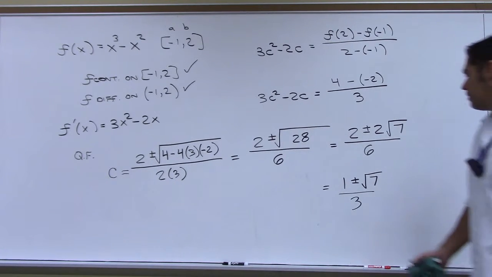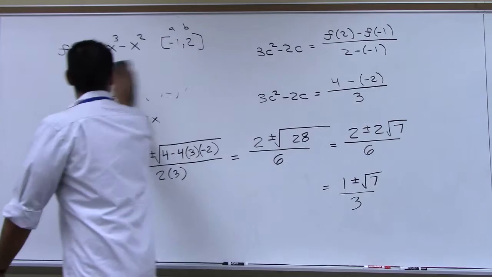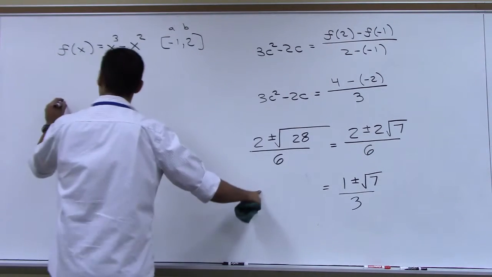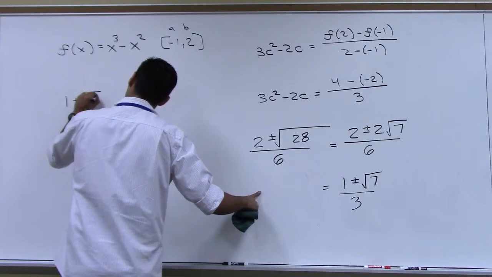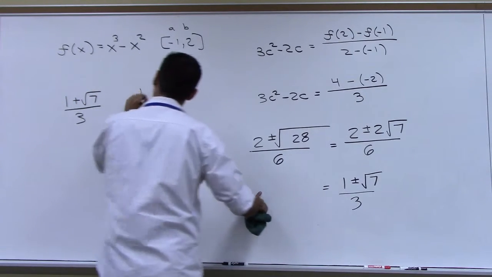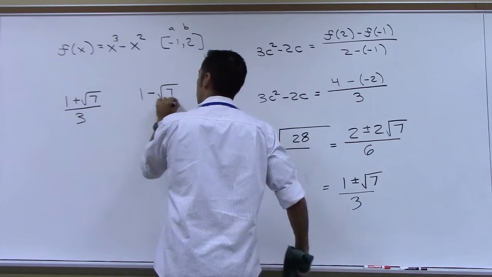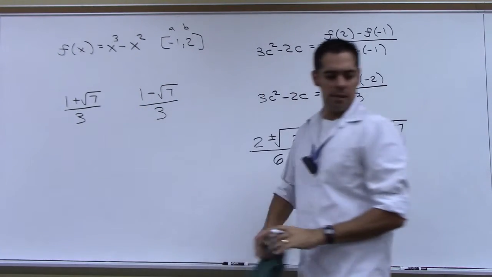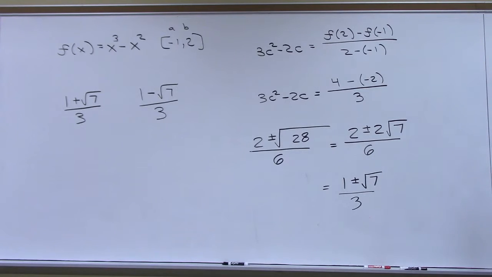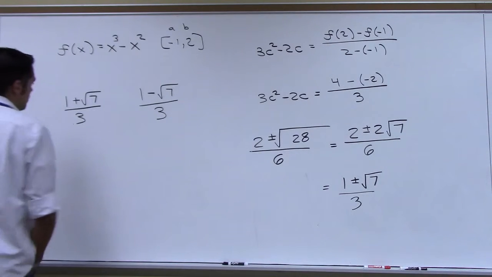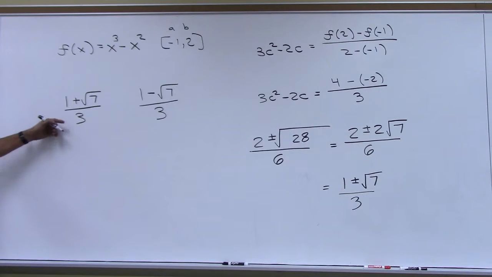Do they both live in my interval? I need to see if they both work. So if I do what's 1 plus root 7 divided by 3, what's 1 minus root 7 divided by 3. Make sure these both live in there. If not, I need to chunk one of them. So let's see, the square root of 7, I don't know. The square root of 9 is 3. 4 over 3, it's bigger, that's big. I'm pretty sure that lives in my interval.